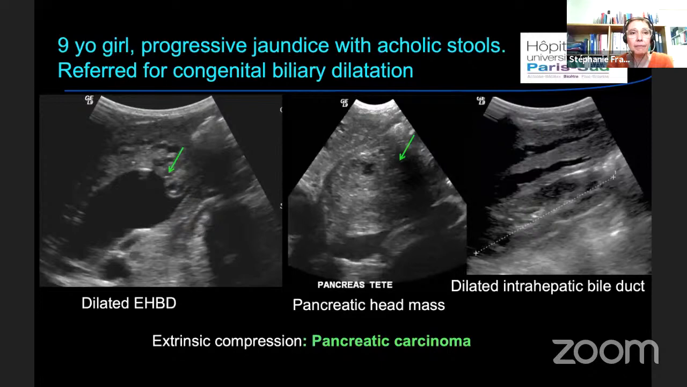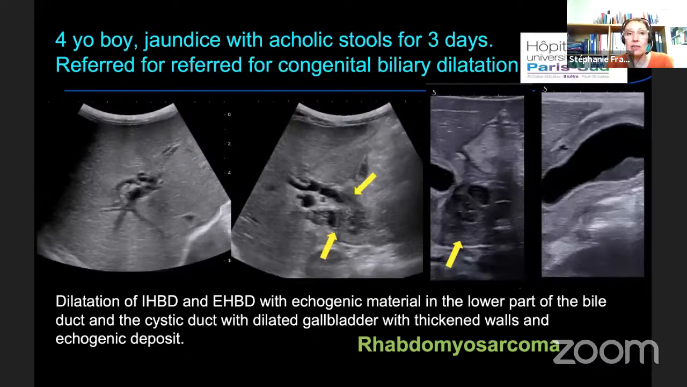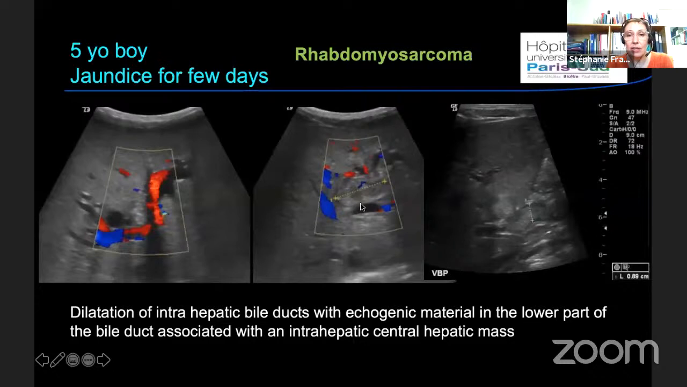Here is another case. It was referred also for congenital biliary dilatation. And you can see that he has intrahepatic bile duct dilatation, extrahepatic bile duct dilatation, but there is echogenic material in the bile duct and in the cystic duct, with a very thickened wall of the gallbladder that is large, and sludge in the gallbladder. And this is a rhabdomyosarcoma, which is the typical biliary tumor of children. Here is another case of rhabdomyosarcoma with bile duct dilatation, a mass in the liver, and once again, tumor inside the extrahepatic duct.